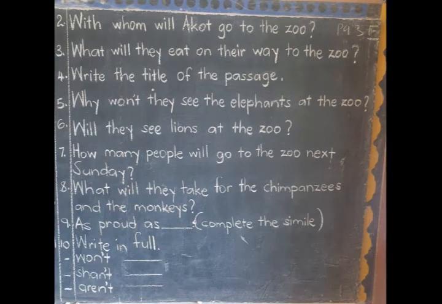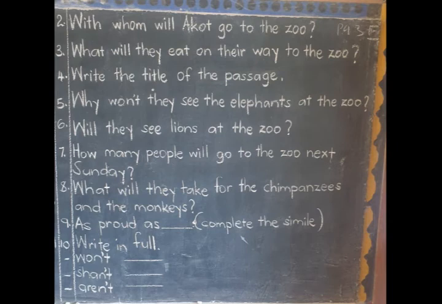We are replacing the second zoo with the adverb of place there, such that we don't repeat the word zoo again. Take note of the spelling of there, my dear. There to mean a place, T-H-E-R-E. They won't see the elephants at the zoo because they aren't there.